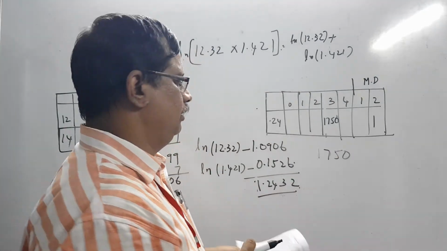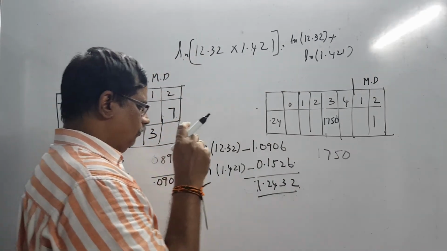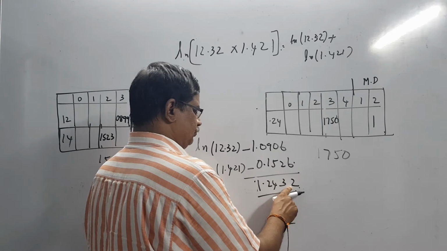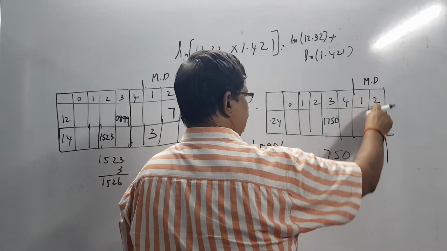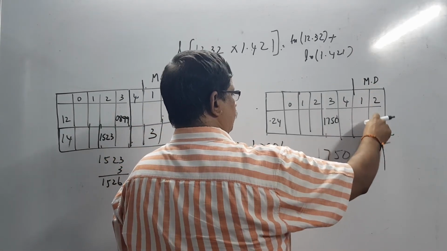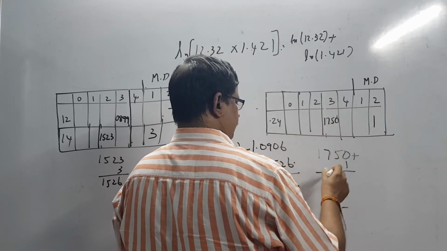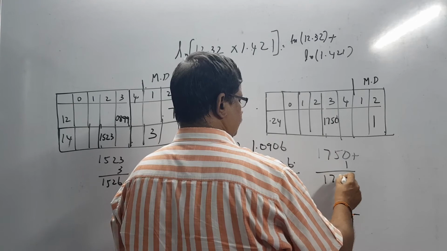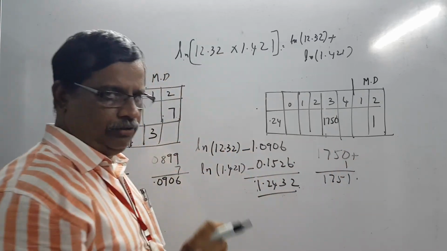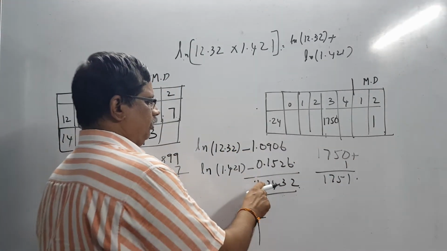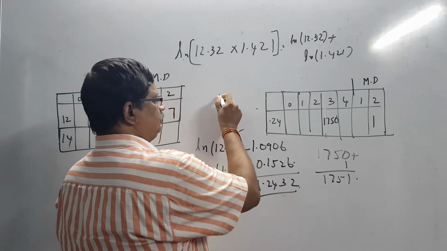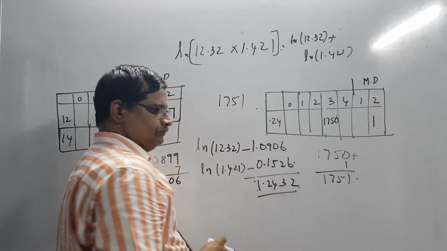Clear? Okay. Now one more digit is left, that is 2. For that we look at the mean difference column, and for 2 the intersecting value is 1. So add it to the already obtained value 1750, which gives 1751. So now you have found the anti-logarithm corresponding to 0.2432, which is 1751.